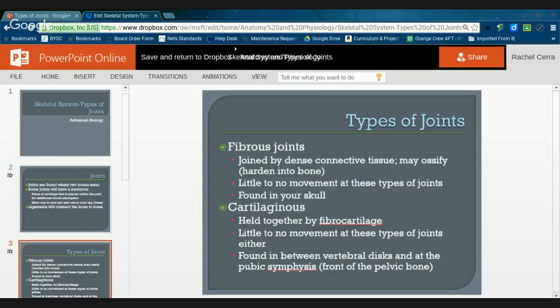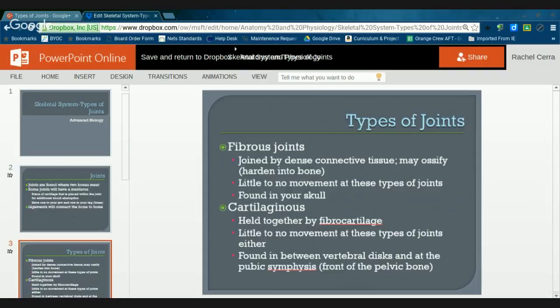The other place you're going to see it is connecting the front part of your pelvic bone together, holding the two pubis bones together. It's not so necessary in males, but it's necessary in females for when they give birth. That allows the pelvic area to enlarge a little bit to allow the baby through. So that's what a cartilaginous joint is going to be necessary for.